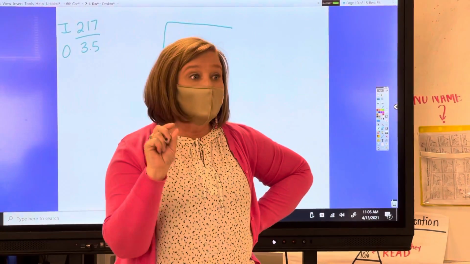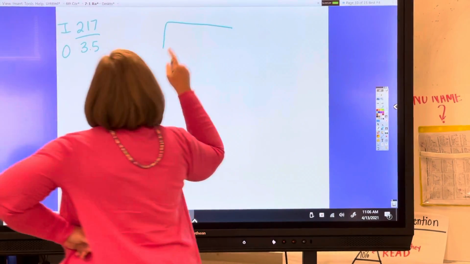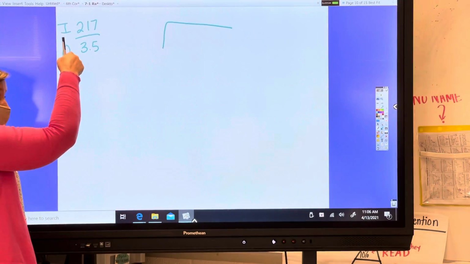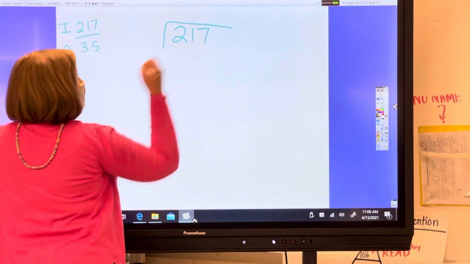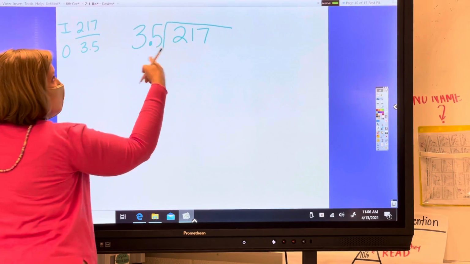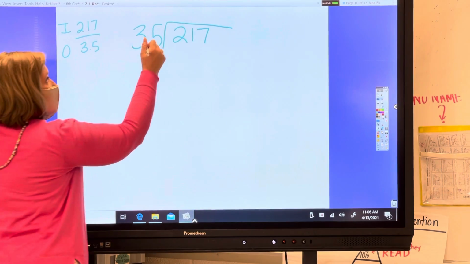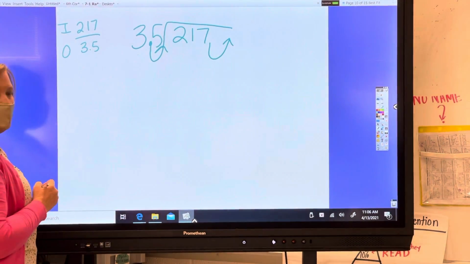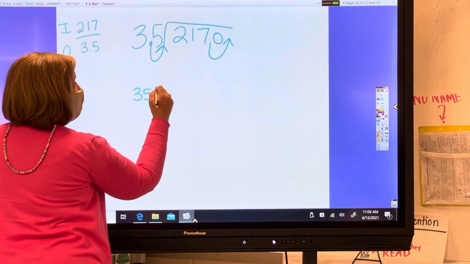Remember, inside, outside. Say it with me. Inside, outside. You remember how many times we said that before? So what's going to go inside my box? 217. What's going outside my box? 3 and 5 tenths. Can I do that? Nope. What do I have to do? Move it over. If I do it on the outside, I have to do it on the inside. So what am I going to put in that space? A 0. Now, that looks sloppy, so what do I need to do? Rewrite it.